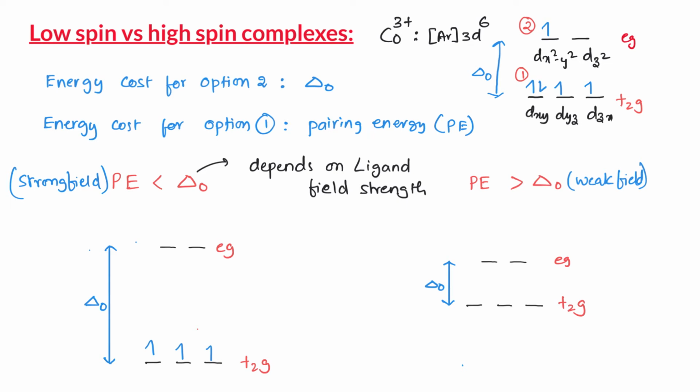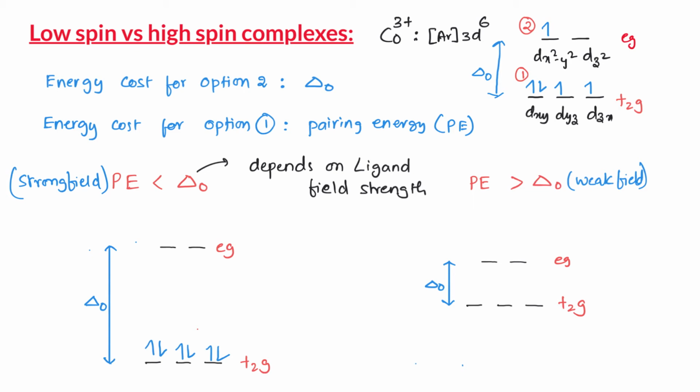Therefore, the electron goes into the t2g orbitals and pairs with the existing electron. The 5th and 6th electrons will continue to go into the t2g orbitals, as the pairing energy is less than the crystal field splitting energy. And this is the electronic configuration of the cobalt 3+ ion in the presence of a strong field ligand. Case 2: pairing energy is greater than crystal field splitting energy.